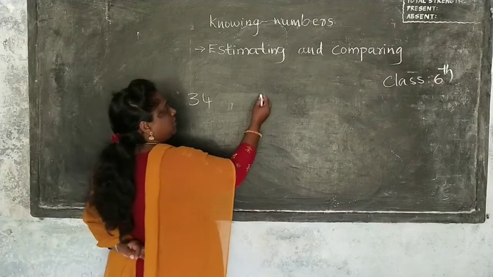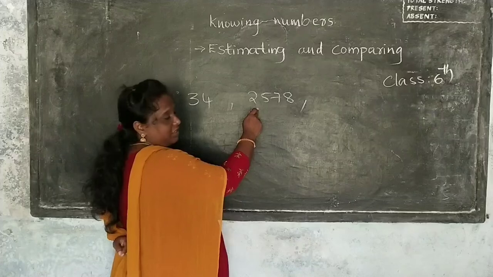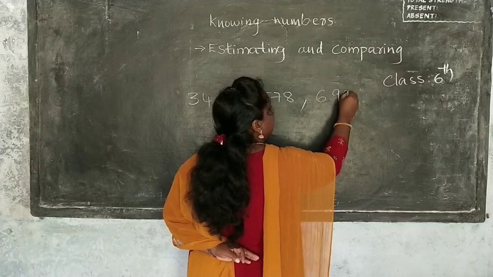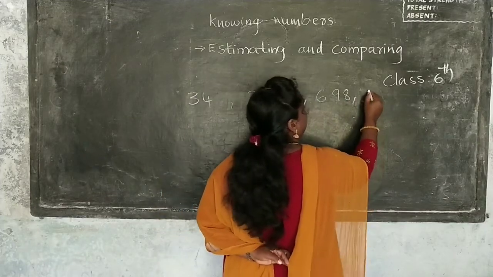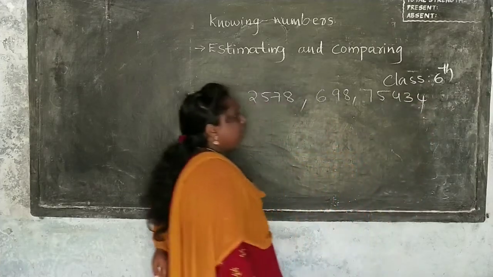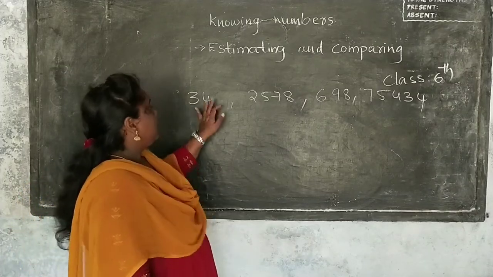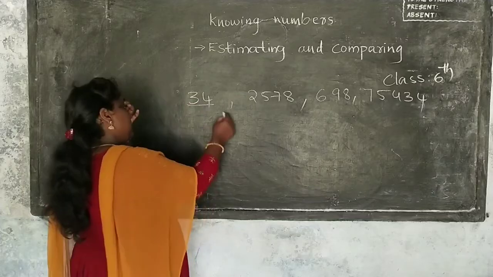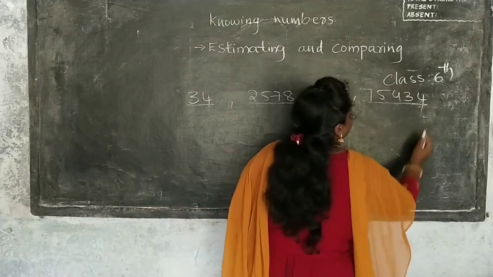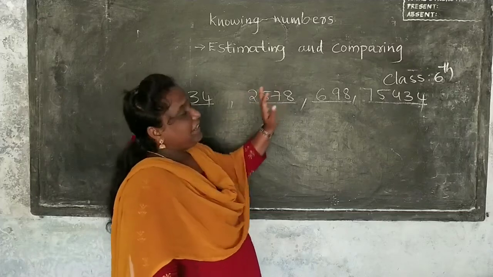34, 2578, 698, 75,434. So 34, this is one number. 2578, 698, 75,434. Now we are comparing the numbers.